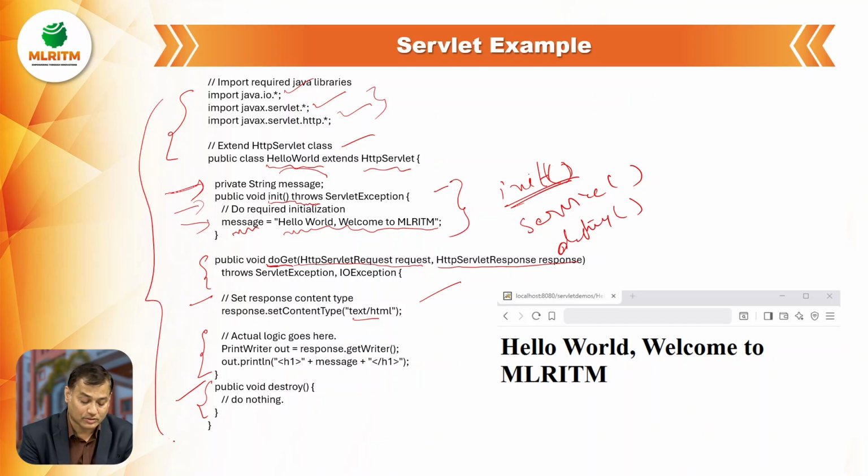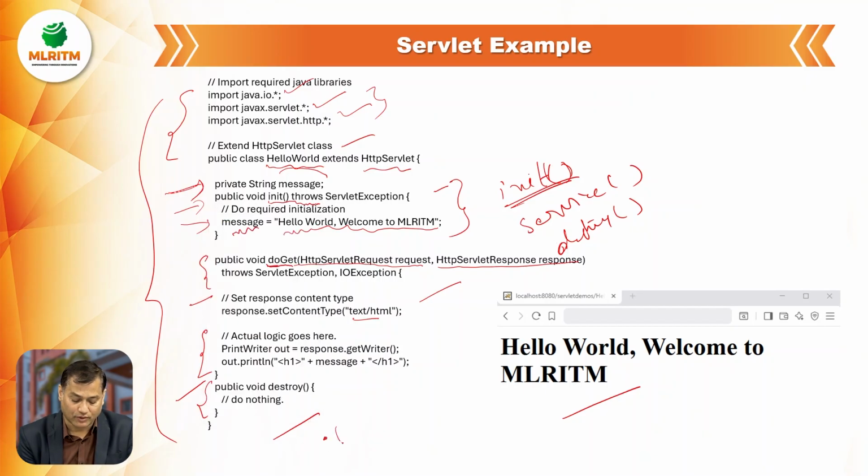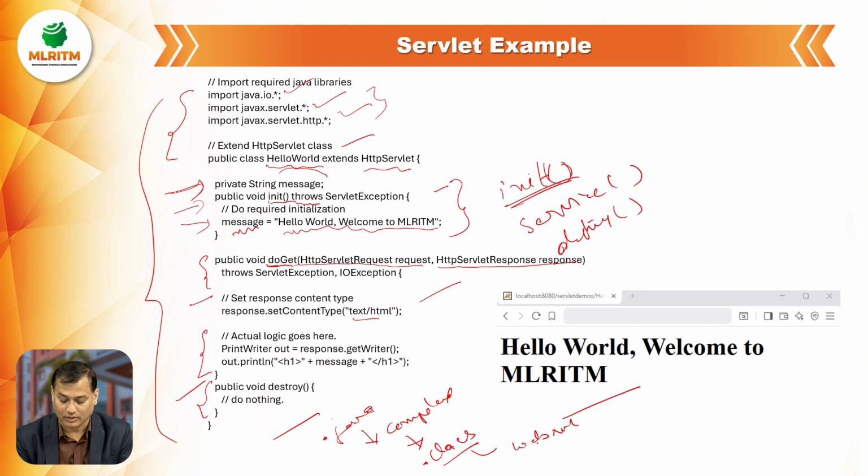When you execute this servlet program after deployment, you get this message. So how do we run this servlet program? Whenever the servlet program is written, it is saved as a .java file. It is compiled and produces the .class file. This .class file is added in the web.xml file, the deployment descriptor, which contains the pattern to execute the servlet.